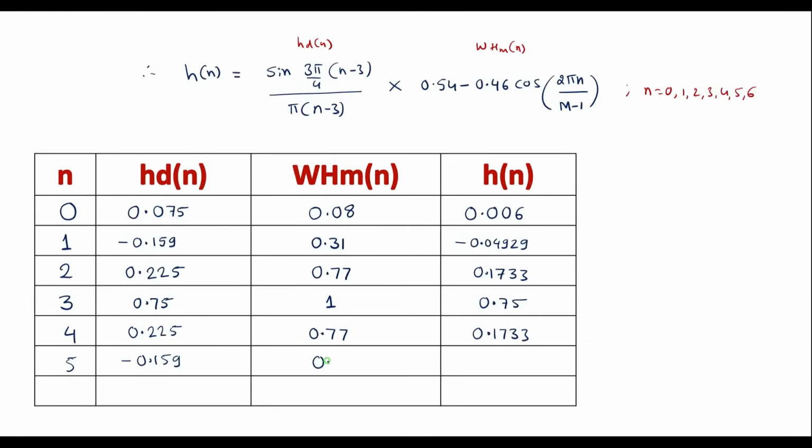Here it will be 0.31, and this will be minus 0.04929. And for n is equal to 6, it is same as 0, that is 0.075, 0.08, and here it will be 0.006. Let me verify.